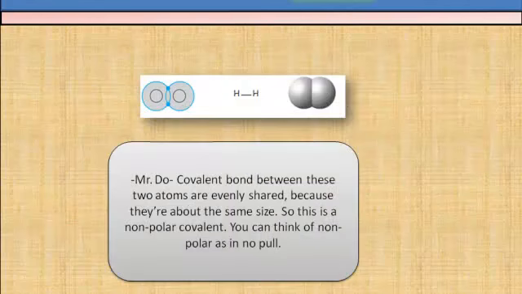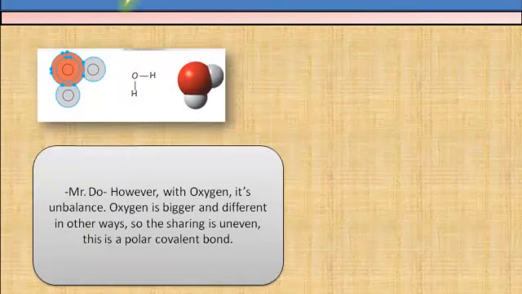The covalent bond between these 2 atoms is evenly shared because they're about the same size, so this is a nonpolar covalent. You can think of nonpolar as in no pole. However, with oxygen it's unbalanced. Oxygen is bigger and different in other ways, so the sharing is uneven. This is a polar covalent.